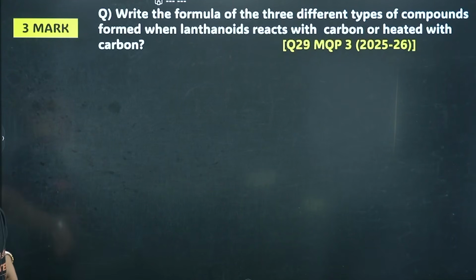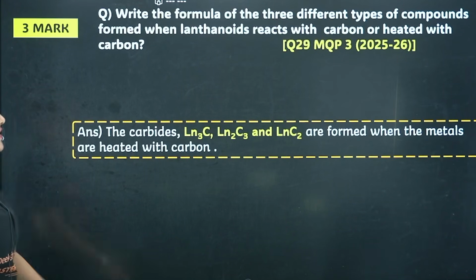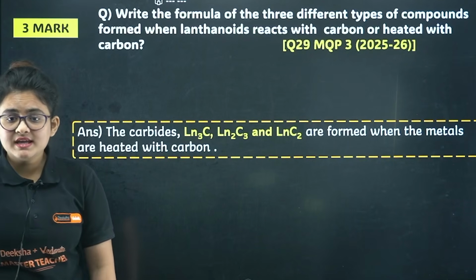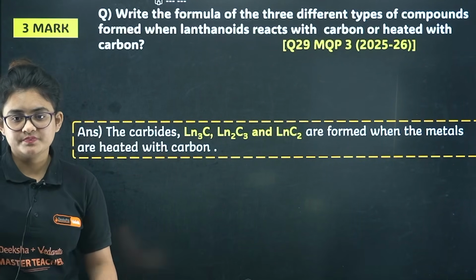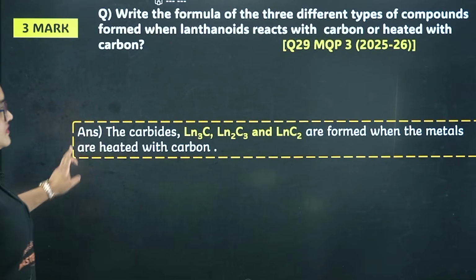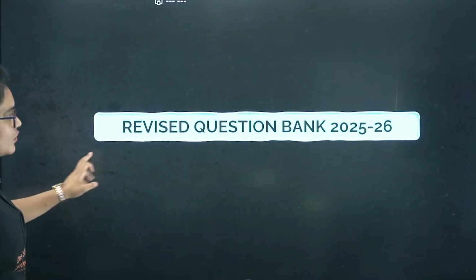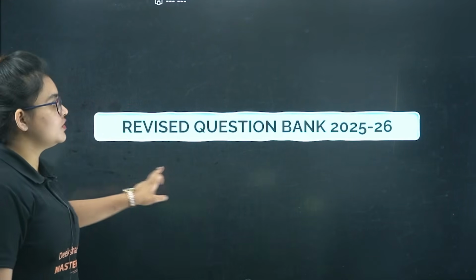Let's proceed. Write the formula of the 3 different types of compounds formed when lanthanide is heated with carbon. Okay, so we can get Ln3C, Ln2C3 and LnC2 type of compounds. Okay, let's proceed. This is from the question bank we are going to cover.